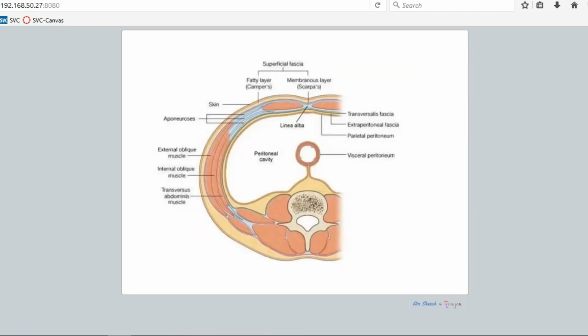And then this just shows all the different layers of it. We can start on the outside. Here's the external abdominal oblique, and then this is the aponeurosis for that, which attaches to the linea alba there. Then we have the internal abdominal oblique, that aponeurosis. Then we have the rectus abdominis, like so. And then the deepest of all, the transversus abdominis.